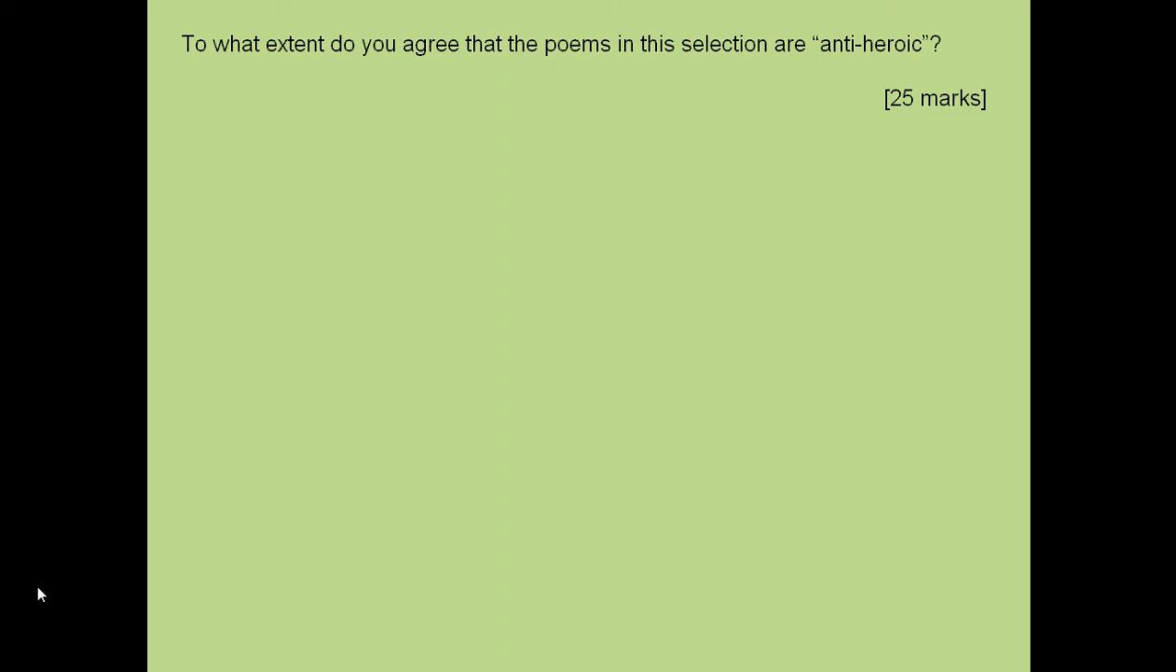Let's look at a question. To what extent, there's your argument, do you agree that poems, so there's your comparison, in this selection are anti-heroic? So this is not necessarily a question taken from your exam paper explicitly, but the methods are exactly the same.